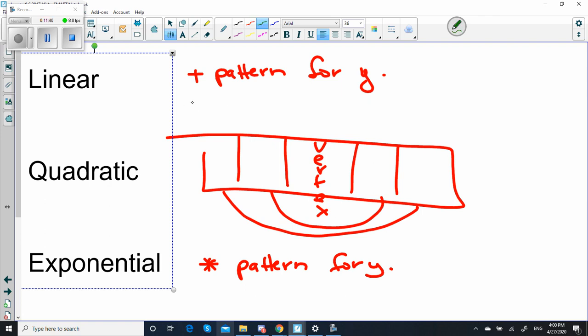Now you can also have a minus pattern here. That just means it's negative. And you can also have a divide pattern here. Because multiplying by a fraction is the same as dividing by a whole number or an integer, depending on the sign.